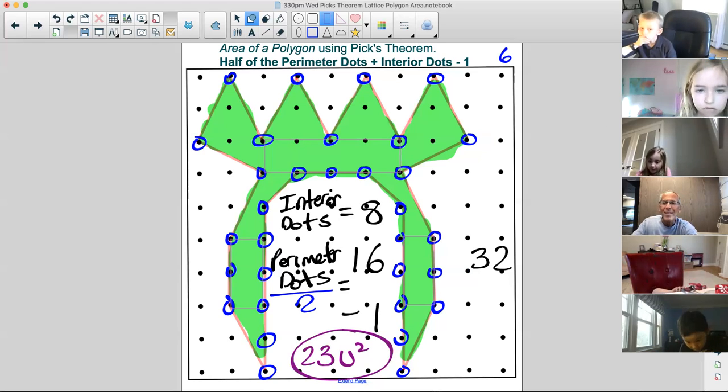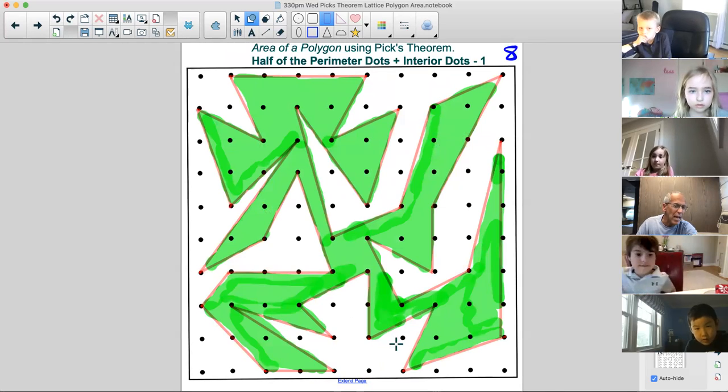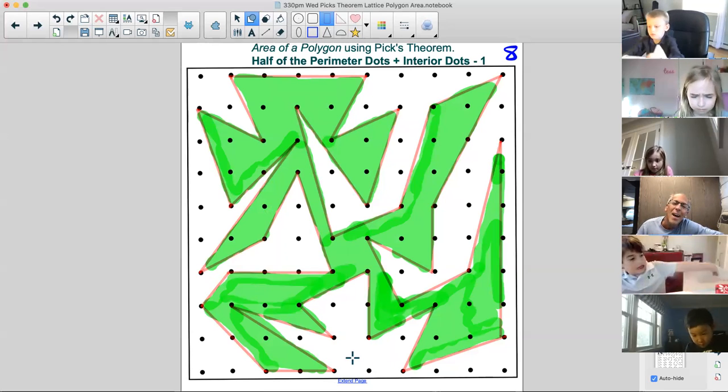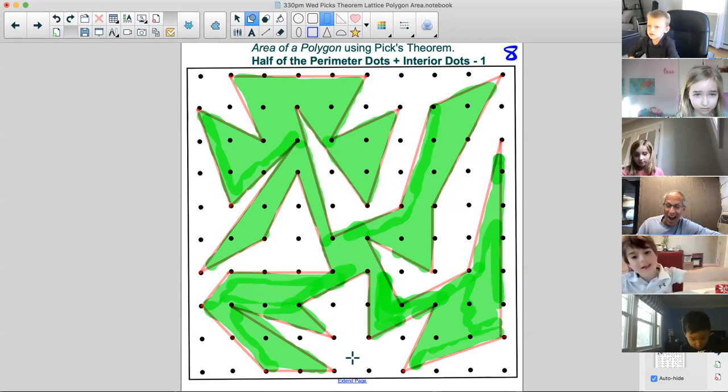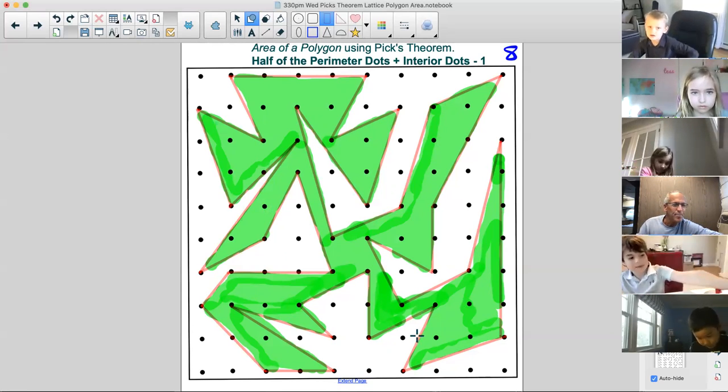Now, the next one is one of my favorite. And I wonder if you can tell me what you think it looks like. He's kind of funny. He's on page 8. What do you think he looks like? A lion? He looks like someone got zapped.